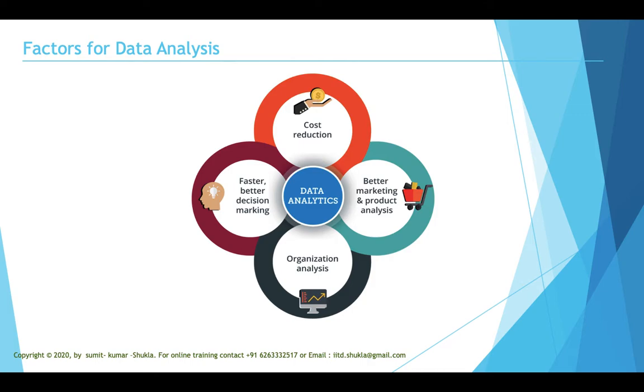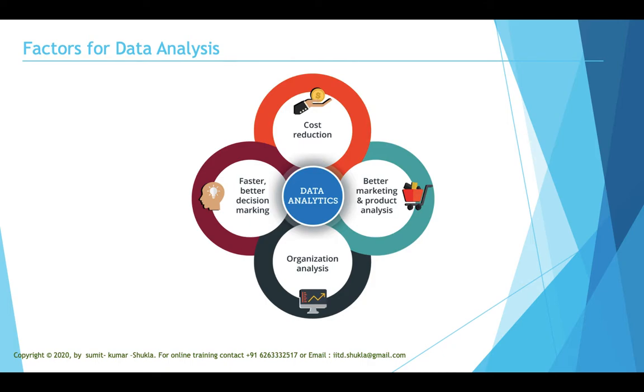After doing all these analyses, it's like a piece of cake for me to make a decision. If I have analyzed cost reduction and better marketing and product analysis, it's very good for me to take better decisions. Finally comes the organization. Once I have made this cost reduction, I have overviewed this cost. Okay, once again, this mouse is not working.